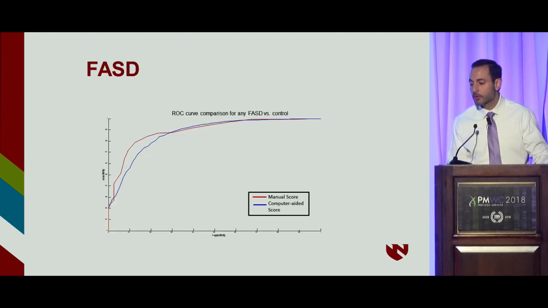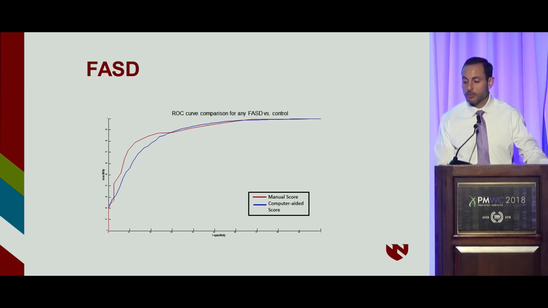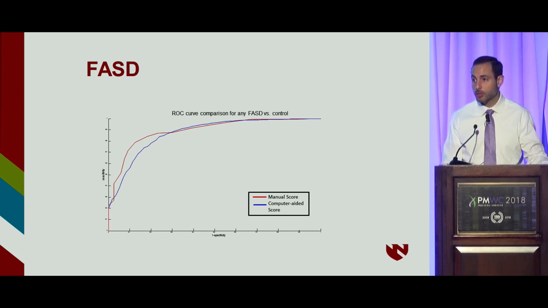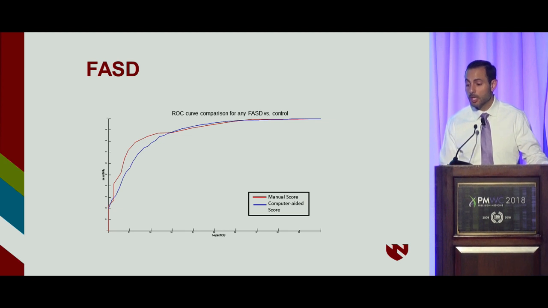So this is a receiver operating characteristic curve, which essentially plots sensitivity against 1 minus specificity. So as you might imagine, a perfect test with 100% sensitivity and specificity would be a very steep curve on the front end and then would flatline at 1. And you can see for any FASD, when we compare the manual score in red to the computer-aided score in blue, they both performed reasonably well.